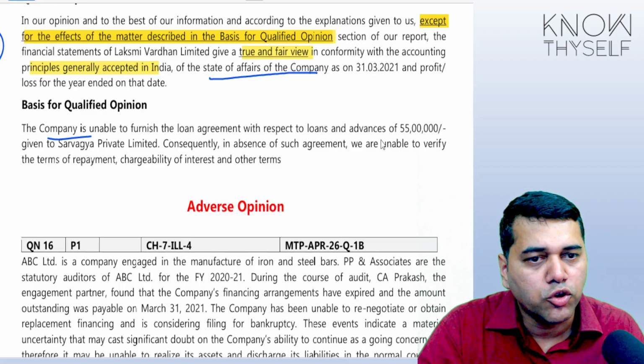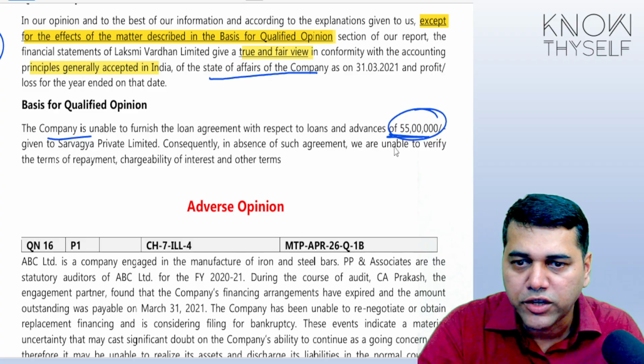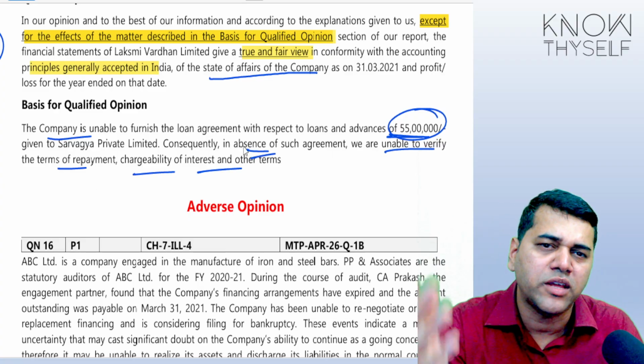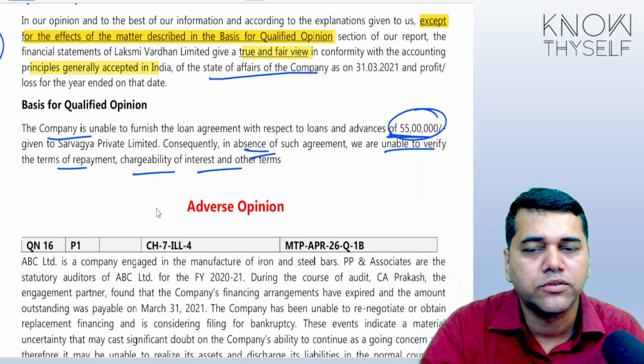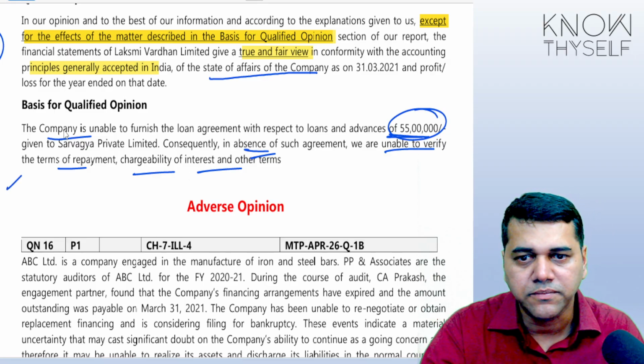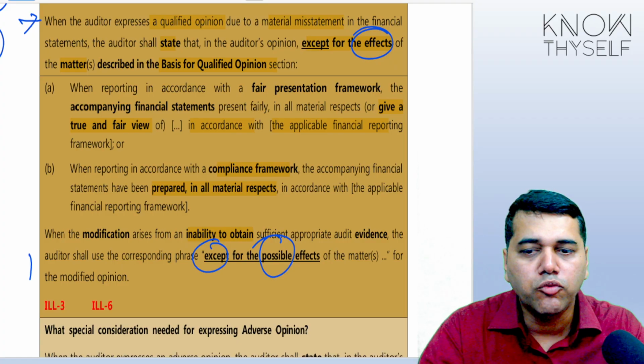The company is unable to obtain, or is not providing me, the loan agreement. In the absence of which, we are unable to verify the terms of repayment, chargeability, and whatever they have told in the question. The same thing you can repeat here. I hope it is okay, students. It's easy. Yes, so now we will move on.